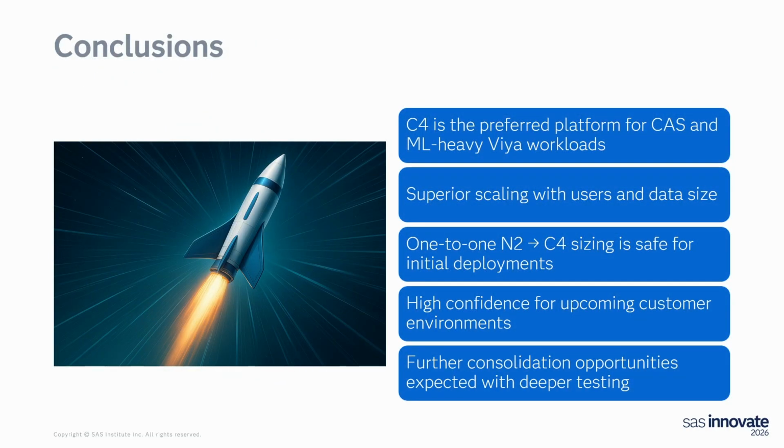Overall, the take-home summary is C4 is the preferred platform for CAS and ECE, with superior scaling with users and data size. And we have high confidence that if they swap this out, everything will run the same, it's just going to be faster. And of course, we would love to do future explorations and deeper dives to find other interesting analyses.